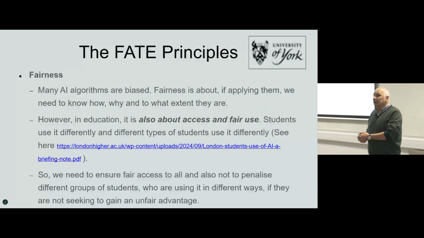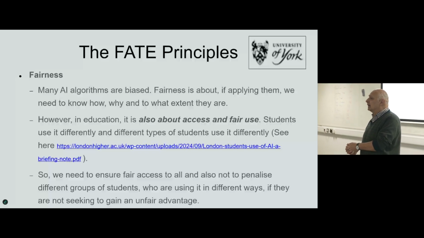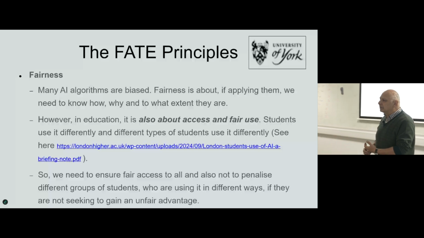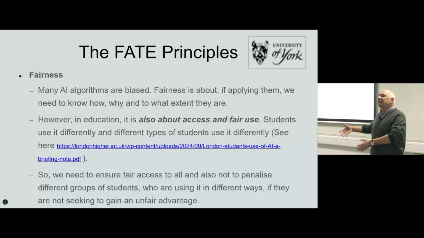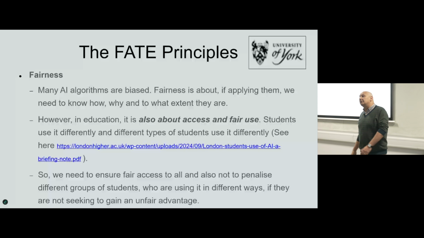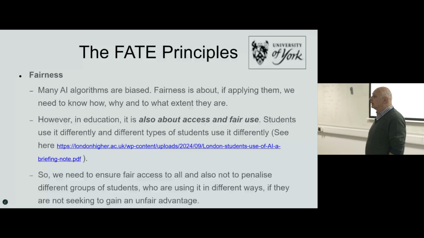So, fairness. I hope now we all know about biases, about hallucinations, about the problems with AI algorithms, and also about the fact that we don't necessarily know where those biases come from and what they are until sometimes too late. However, what fairness also is in terms of where we are, it's about access to AI.